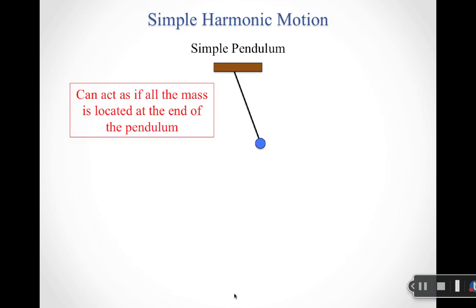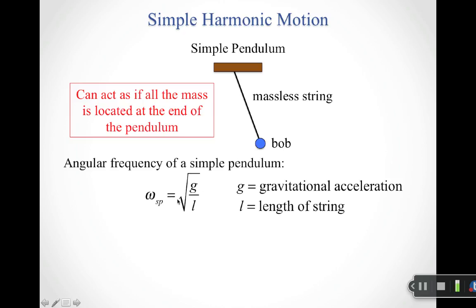The other simple harmonic oscillator that we'll deal with is the simple pendulum. What defines a simple pendulum is basically if I can act as if all the mass is located at the end. So I can think of this as a massless string, and then all the mass is down here in what's known as the bob. And so again, I can calculate the angular frequency of a simple pendulum. That's just going to be the square root of g over L, where g is my gravitational acceleration and L is the length of the string.